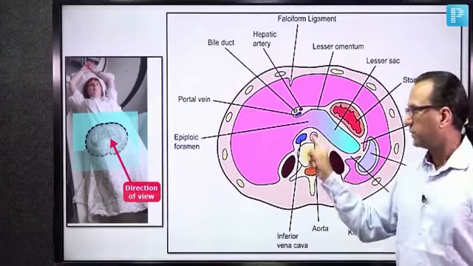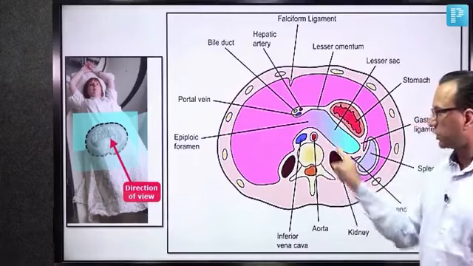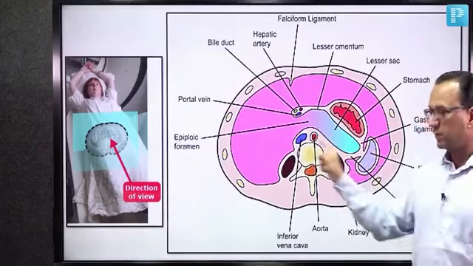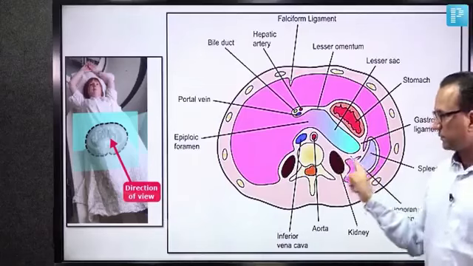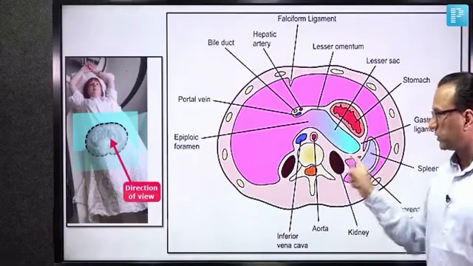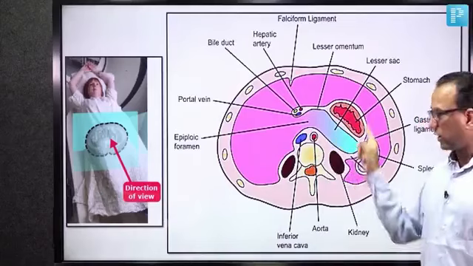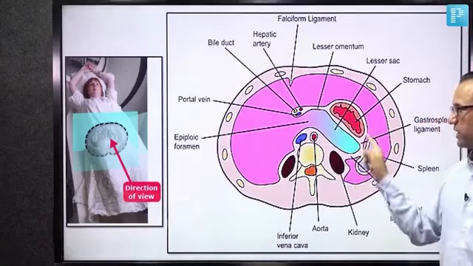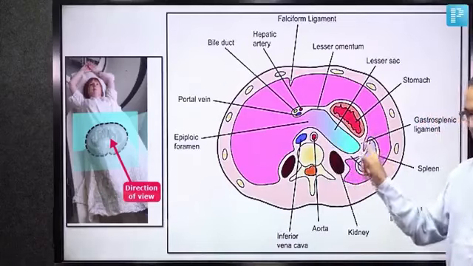This is the abdominal aorta, which was giving the splenic artery to the spleen, and that was carried by the splenorenal ligament. And that splenic artery was giving some short gastric arteries to the greater curvature of the stomach, which were carried by the splenogastric ligament.